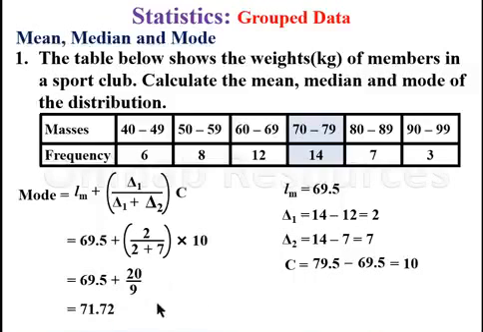That brings the end of the solution to this problem on how to solve mean, median, and mode of grouped data.